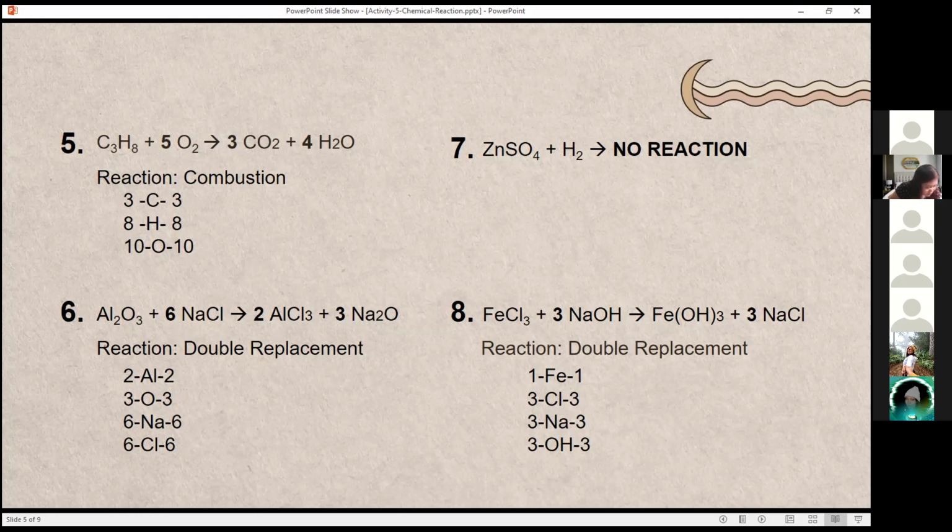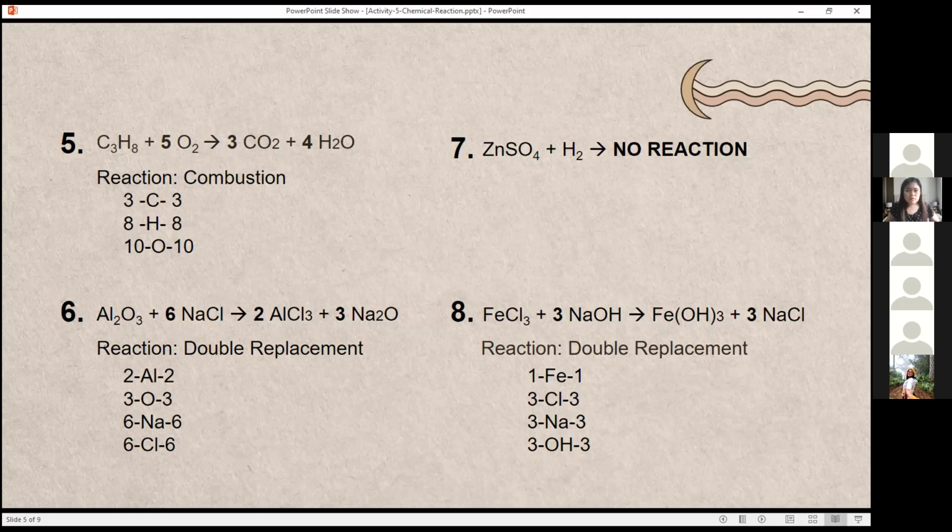So next for number 6, we have aluminum oxide, Al2O3, plus sodium chloride, having a product of aluminum chloride and sodium oxide. So in this equation, it is a double replacement reaction since two ionic compounds, the aluminum oxide and sodium chloride, exchange places to form two new compounds, which is the aluminum chloride and the sodium oxide. So to balance it, we again list all the elements found in the equation. We have the aluminum, oxygen, sodium, and chlorine.